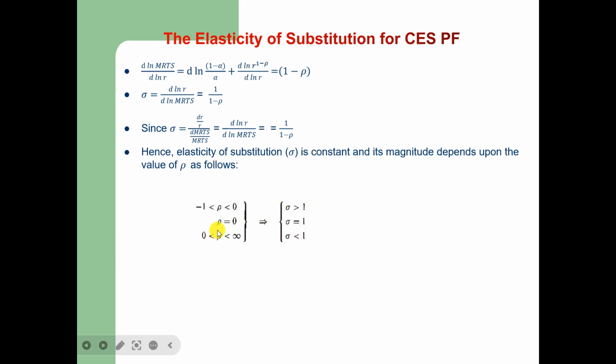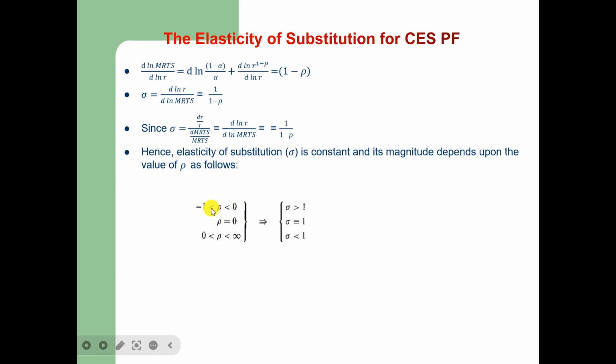If rho is 0, then it implies that the elasticity of substitution is equal to 1. If 0 is less than rho is less than infinity, then in that case the elasticity of substitution for the CES production function is less than 1. Keep this in mind: although the elasticity of substitution for the constant elasticity of substitution production function is equal to this, its value depends upon the value of rho.